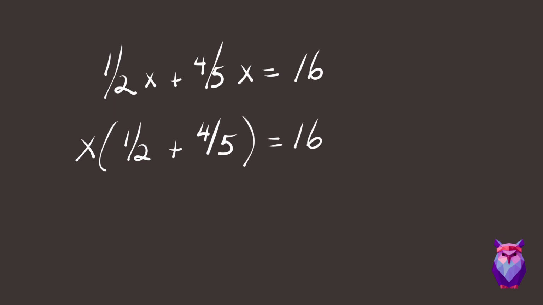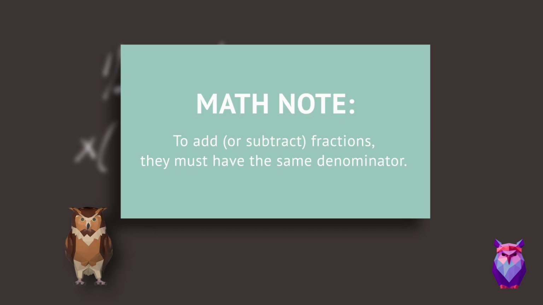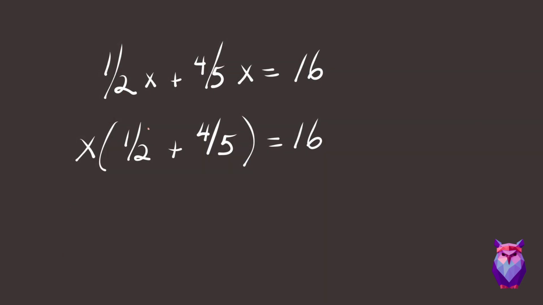We need to add together 1/2 and 4/5. Their denominators, the numbers on the bottom of the fraction, are different. Before we can add fractions, they need to have a common denominator. That is, the numbers on the bottom have to be the same. 2 times 5 is 10, so we can choose 10 as the denominator and know that it is divisible by both 2 and 5. If I multiply 1/2 by 5/5, that's the same as multiplying it by 1.